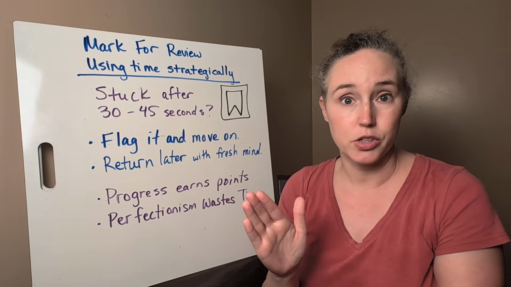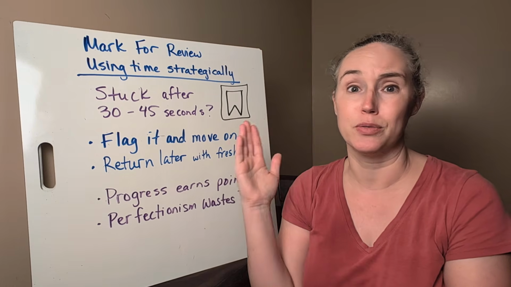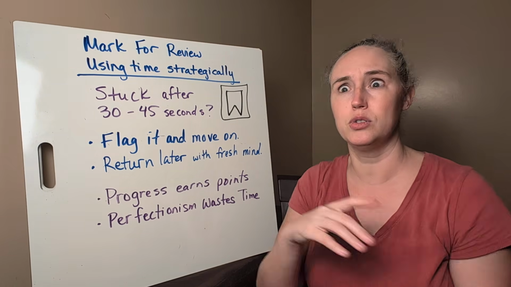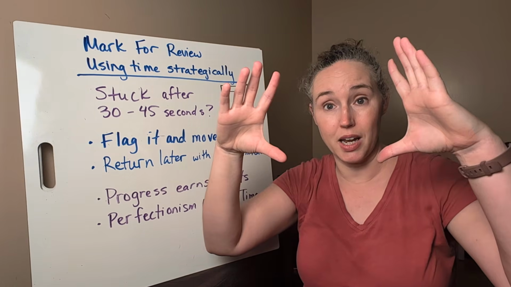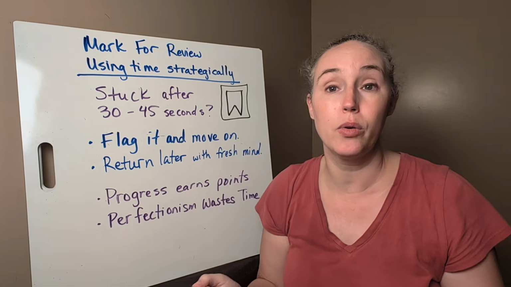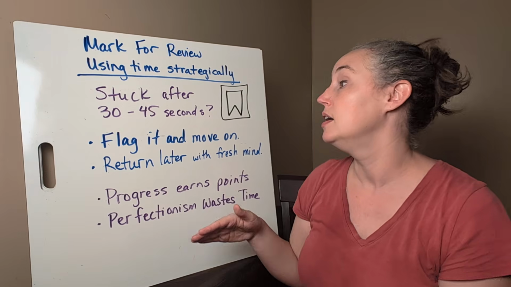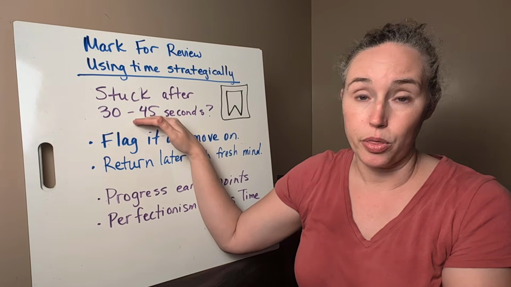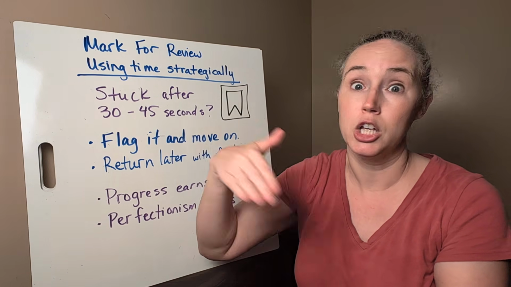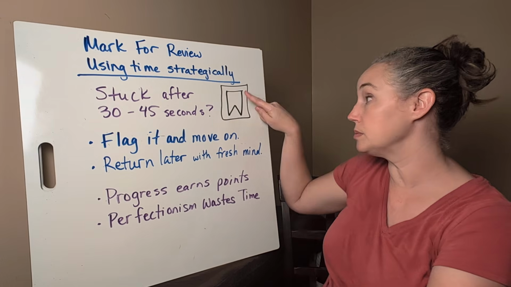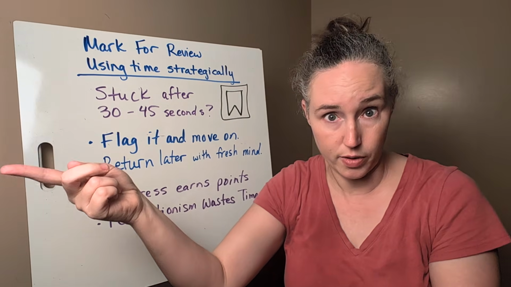For each multiple choice question, you only have about 1.5 minutes to read the whole thing, and often there's a big scenario and then 3 questions underneath. So you only have about 1.5 minutes per question. If you're stuck after 30 to 45 seconds, you need to flag it for review, click this, and move on and come back.